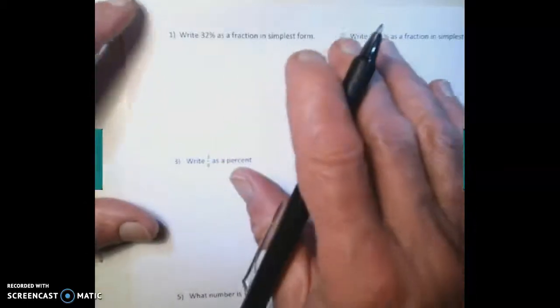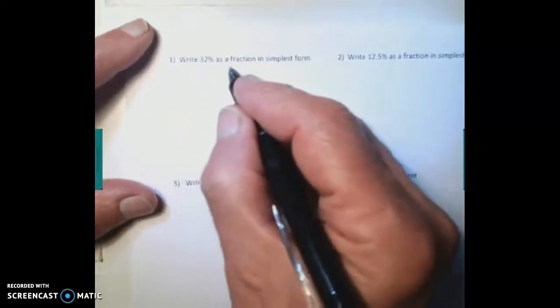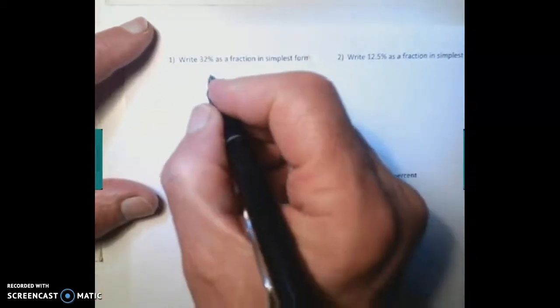Okay, Unit 6 Test Study Guide, question number 1. Write 32% as a fraction in simplest form.